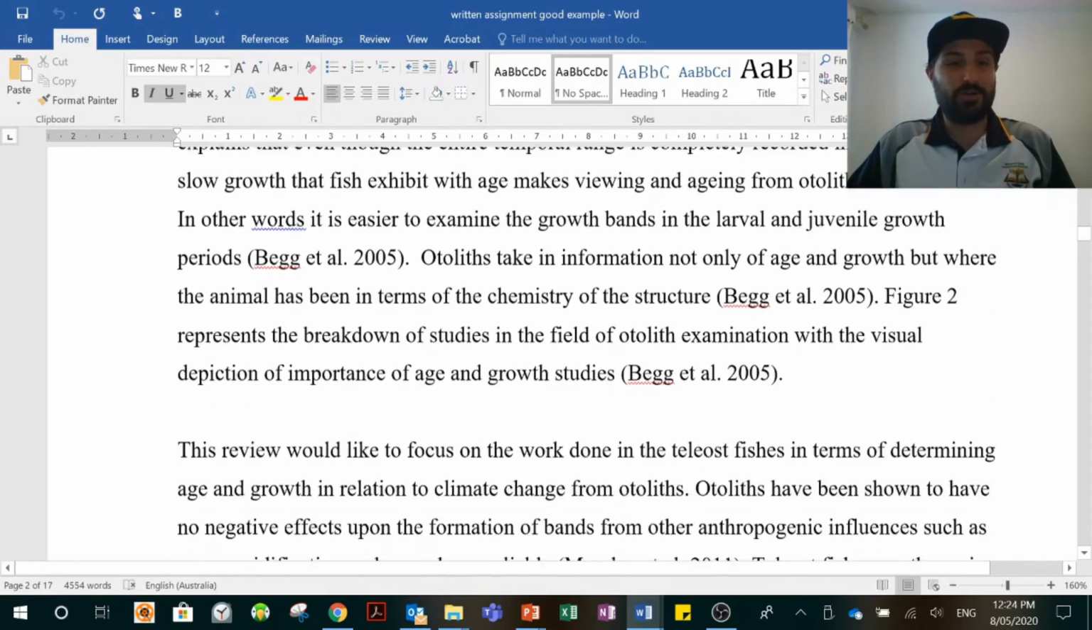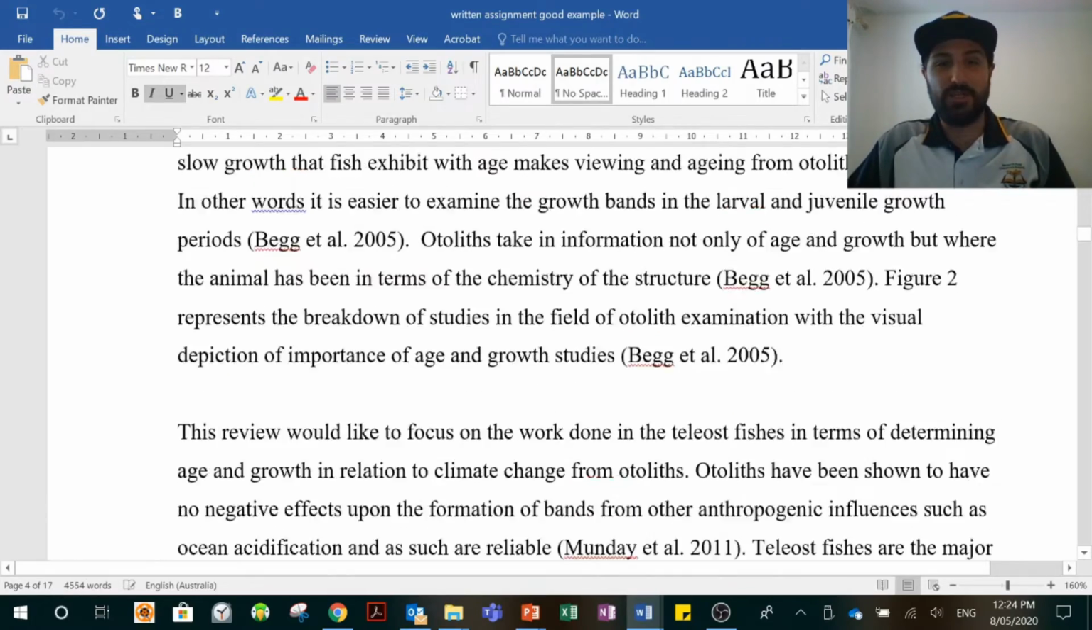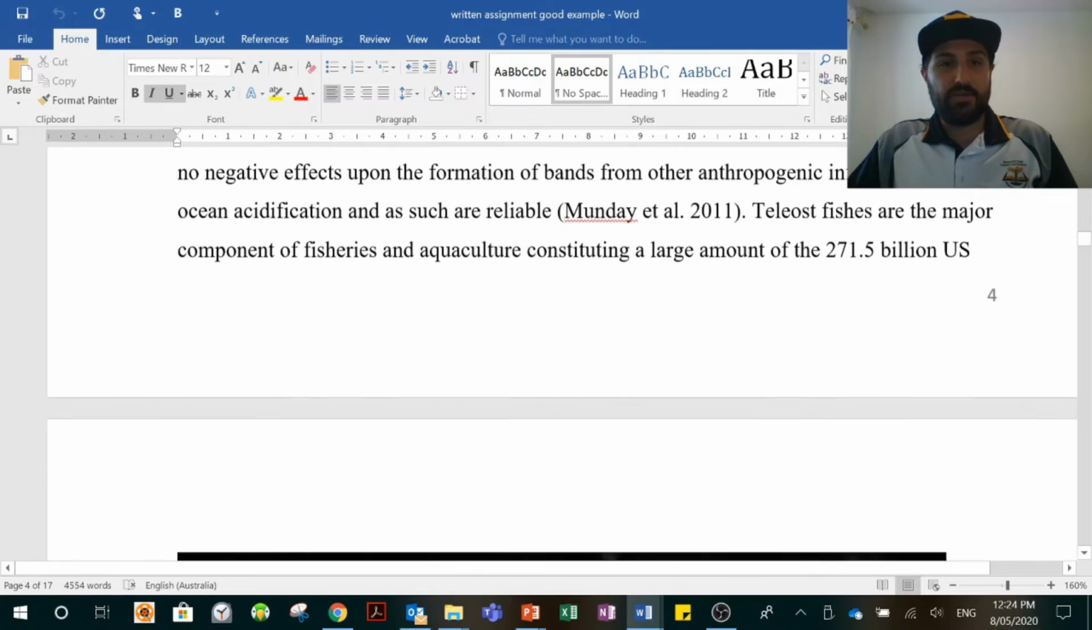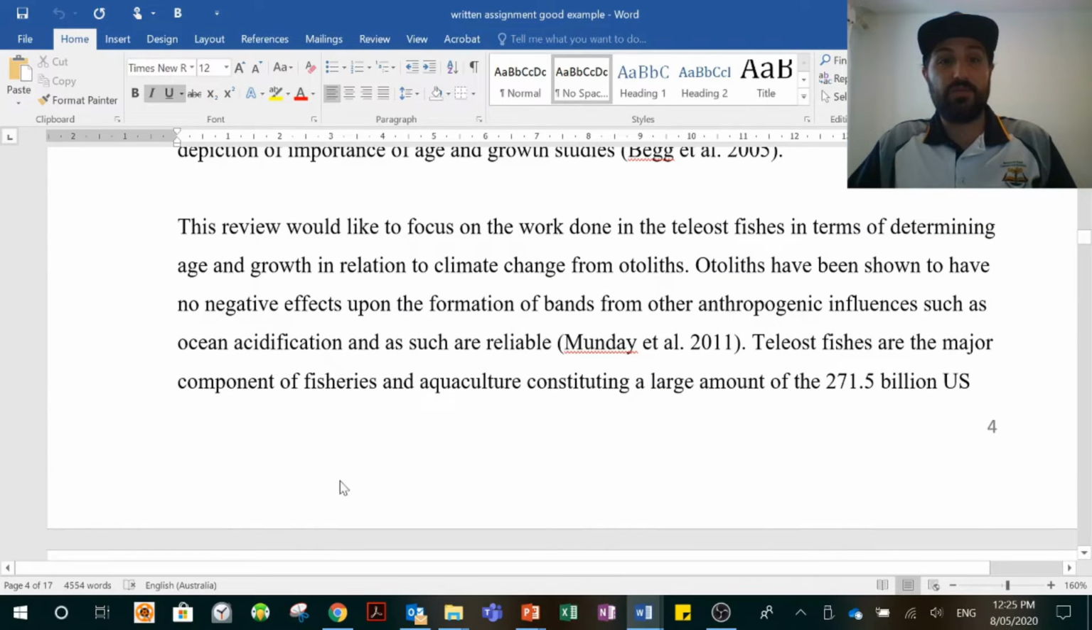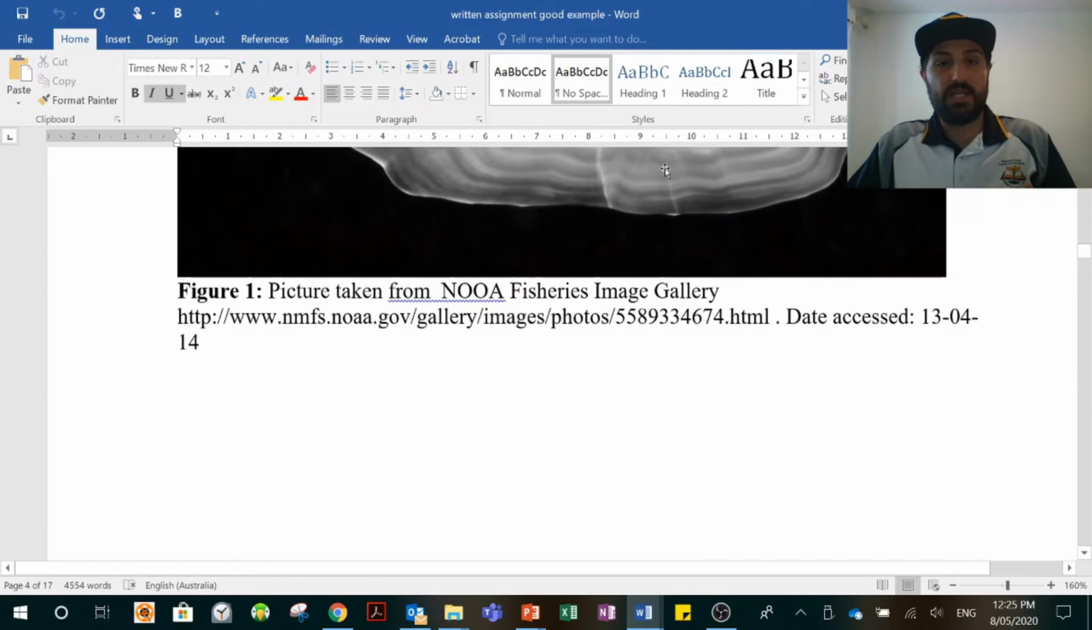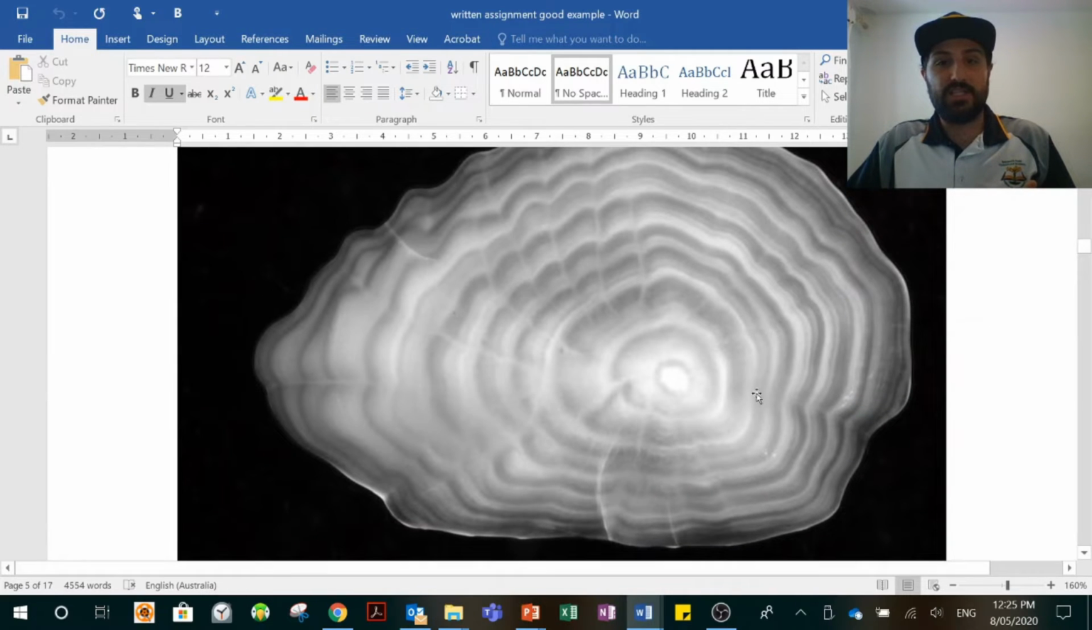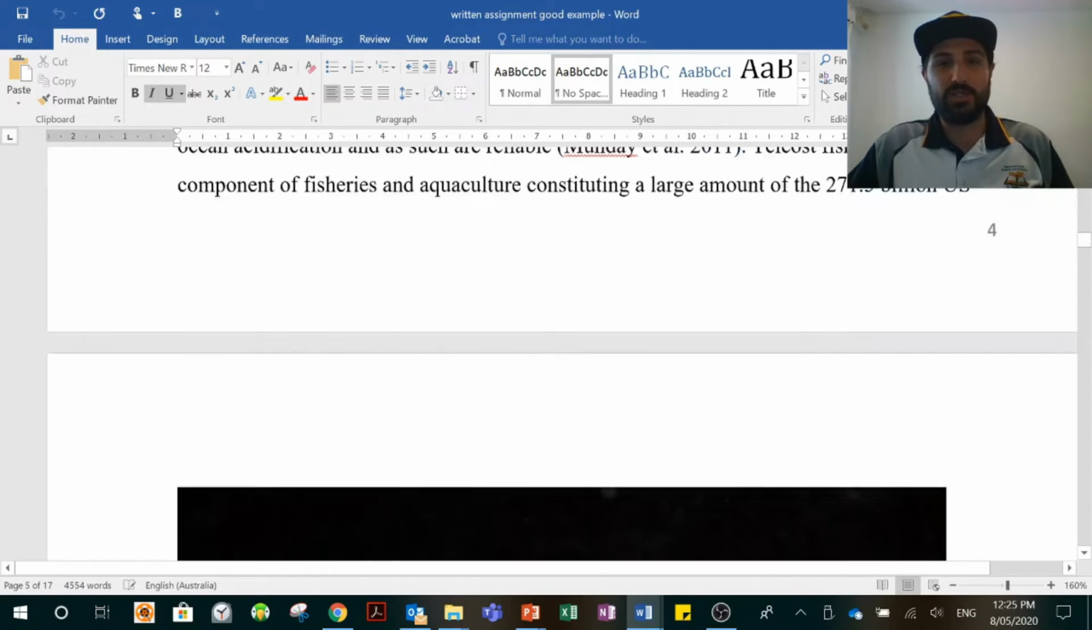it's quite a long document. If you can see, it's 4,500 words. That actually, if we start to get down, we can see that this review would like to focus on the work done in teleost fishes in terms of determining age and growth in relation to climate change from these inner ear otolith bones. And you can see this thing is very cool. It's kind of like the rings of a tree, indicating growth. We can do that in fish as well, which is quite cool.